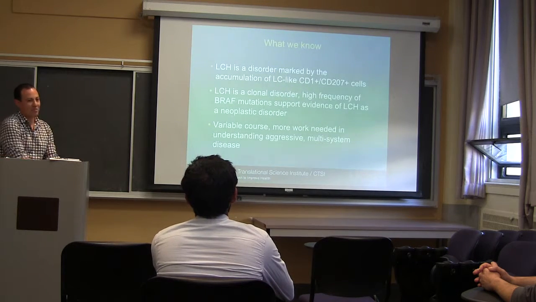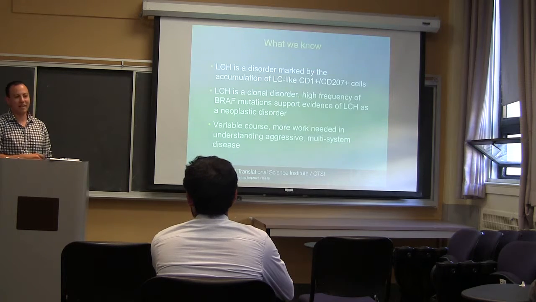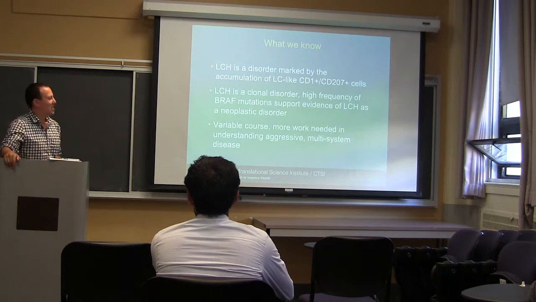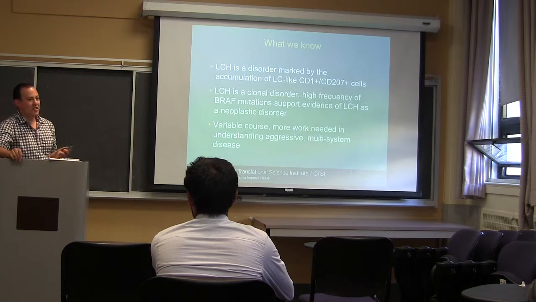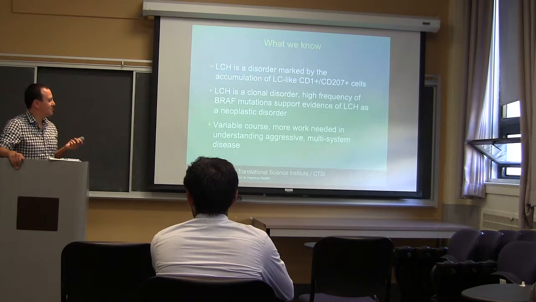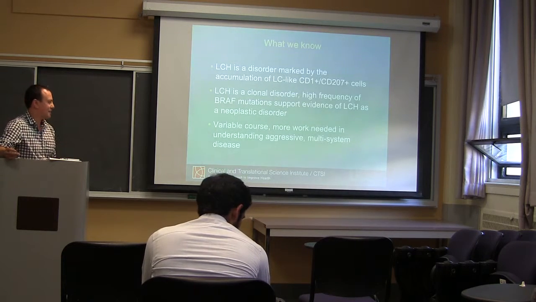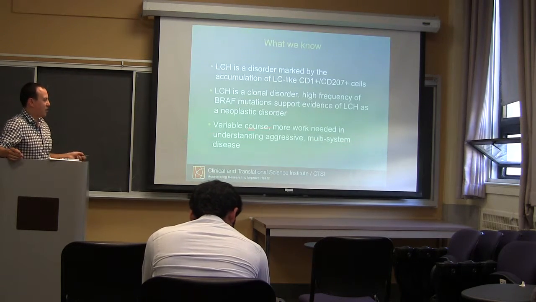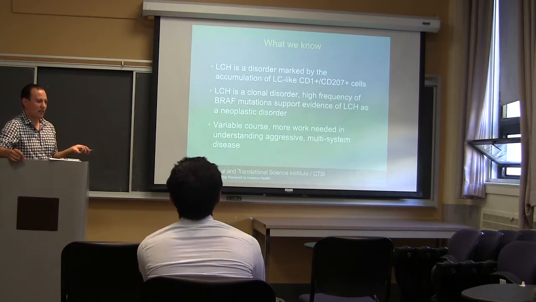So just to summarize what we know: this is a disorder where we see these LC-like cells. I'm being very plain and cautious here. Whether or not they're coming from there is another question. We do know it's clonal. There's a high frequency of BRAF mutations. So it's looking more and more like a neoplastic disease. But we still need a lot of work to say what's different between multi-system and single system, and how we can better target that for treatment.